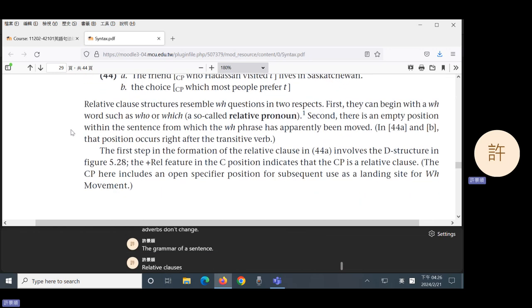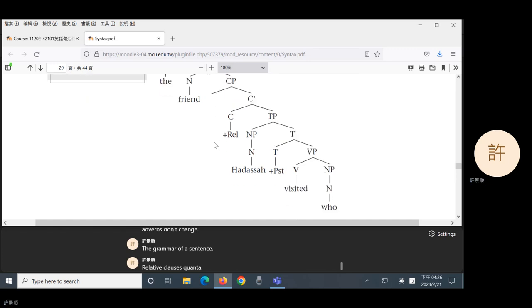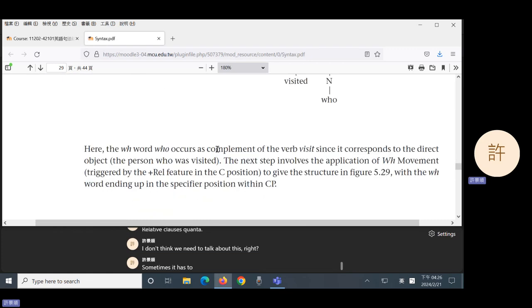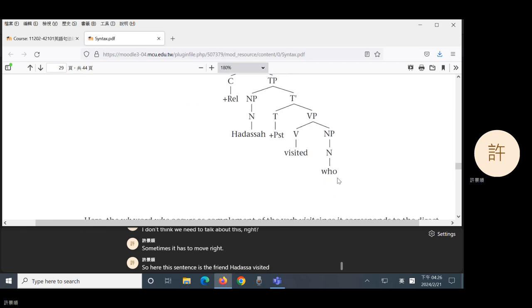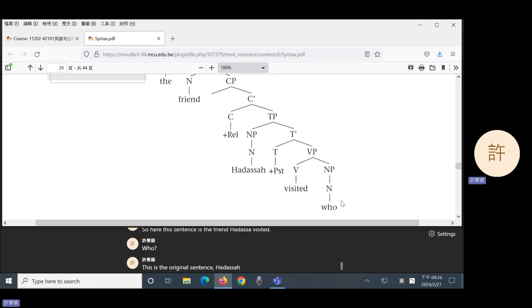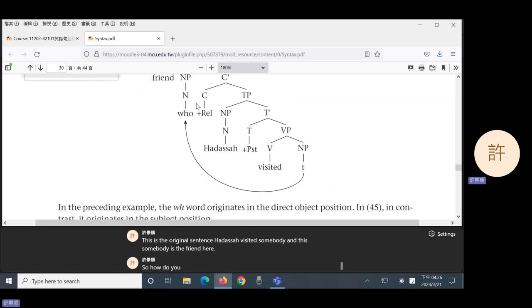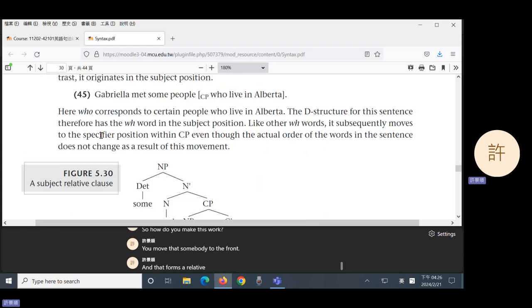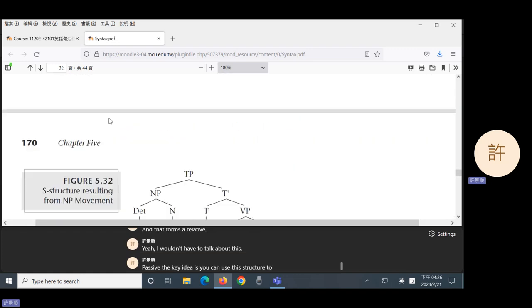Relative clauses, 关带. I don't think we need to talk about this, right? Sometimes it has to move, right? So here, this sentence is, the friend Hadassah visited who? This is the original sentence. Hadassah visited somebody. And this somebody is the friend here. So how do you make this work? You move that somebody to the front. And that forms a relative clause. Yeah, we don't have to talk about this. Passive. The key idea is you can use this structure to make any English sentence.